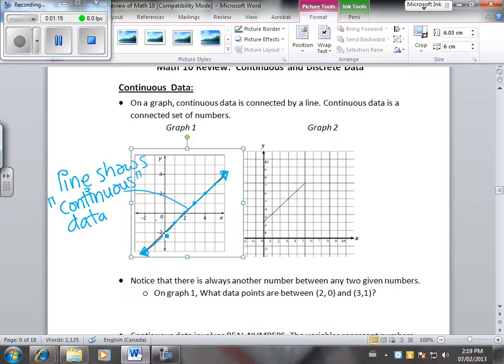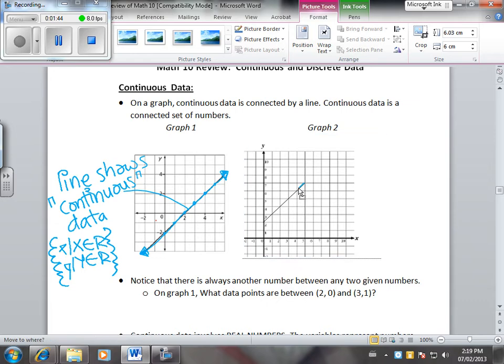If we're writing in set notation, this will be x all real numbers and y all real numbers. And you can write it very properly if you want. So all real numbers happening in graph 1. And in graph 2, you'll see that this line does have an upper and a lower limit. Again, we're working with real numbers.